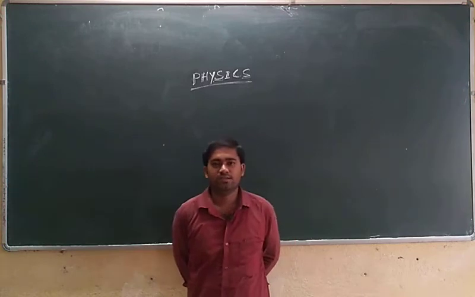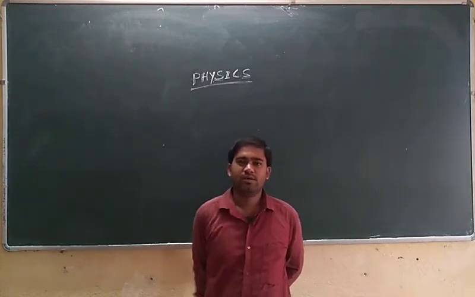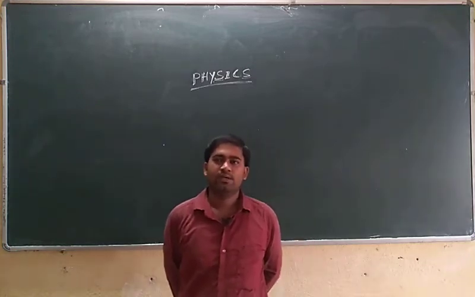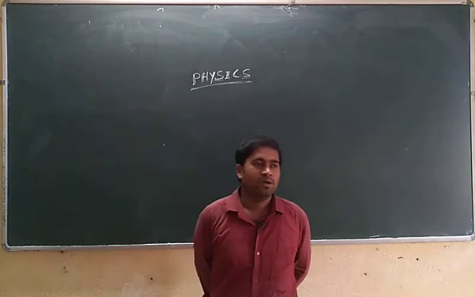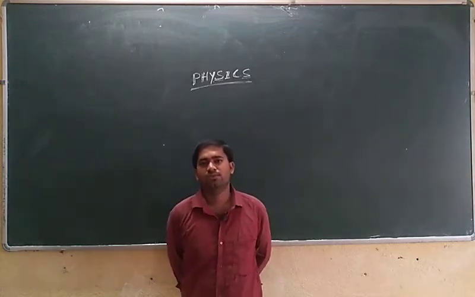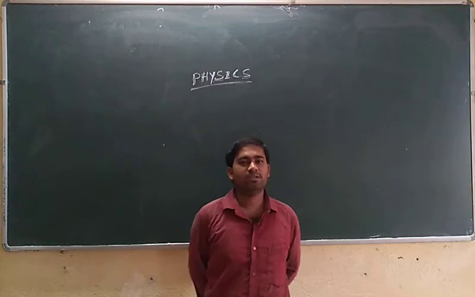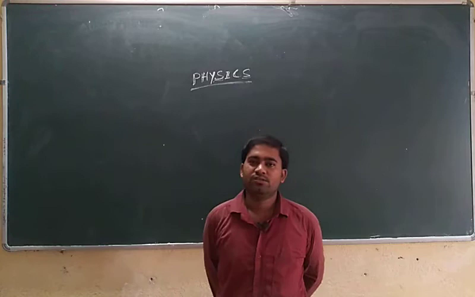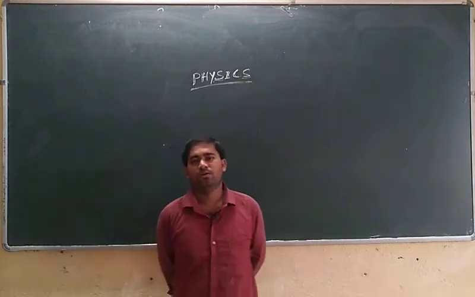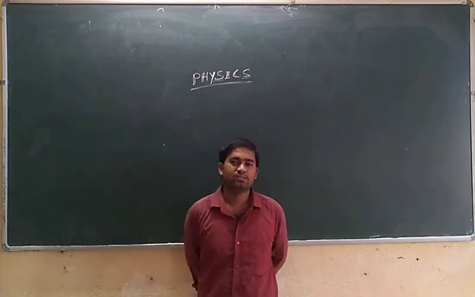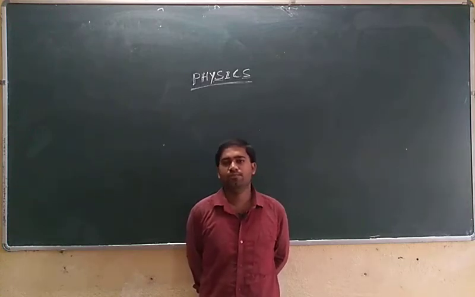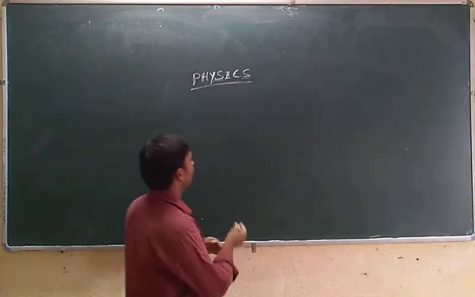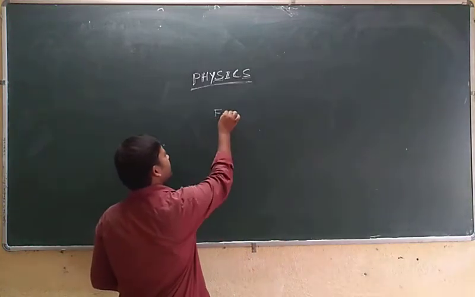In the last class, we discussed Coulomb's law in scalar form. When we consider the force between two charges separated by some distance, the force is directly proportional to the product of the magnitudes of the charges and inversely proportional to the square of the separation between them. So, when we discuss Coulomb's law, we find the force between any two charged particles.